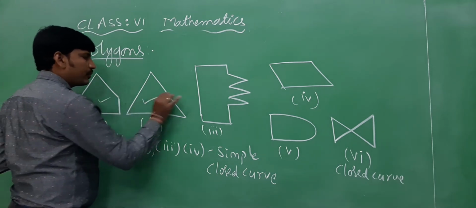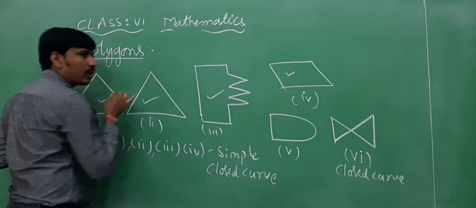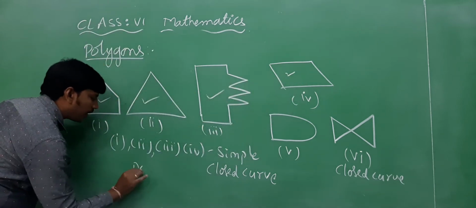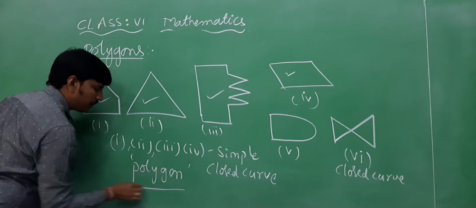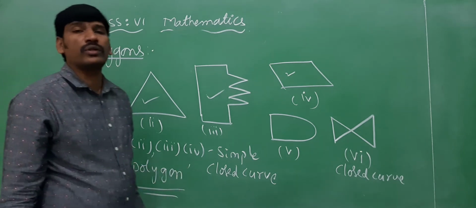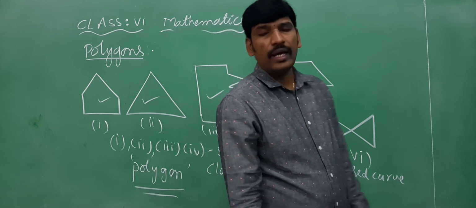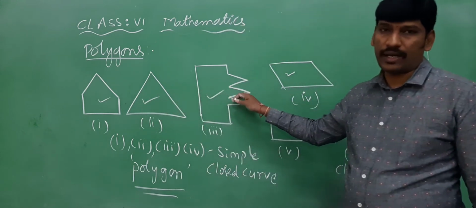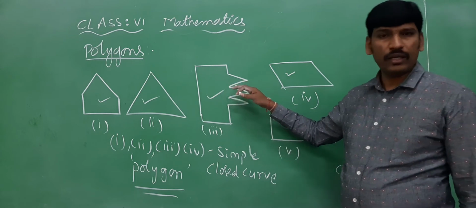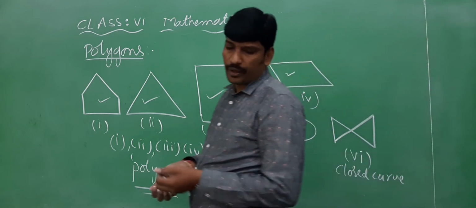This is 1, 2, 3, 4. These 4 are called polygons. Okay? So what is meant by polygon? It is a simple closed curve. A polygon is a simple closed curve made by straight lines or line segments. Is this clear, children? So what are polygons here?